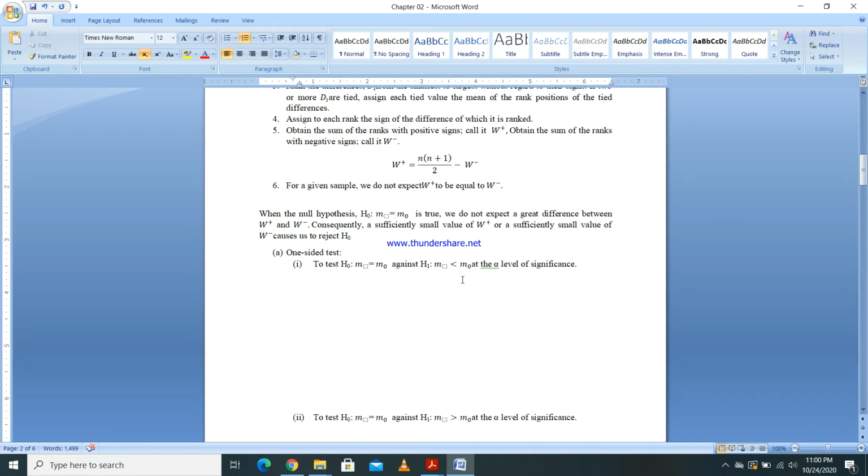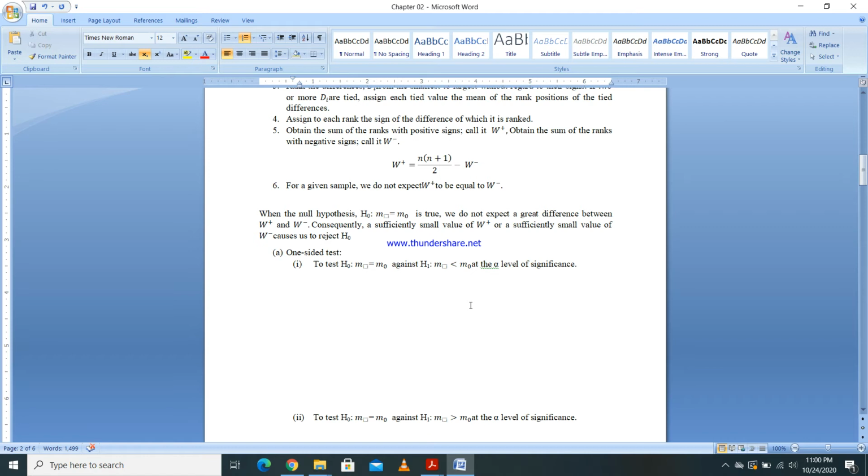As I explained in the sign test, that would be your choice. If you like, you can write the null hypothesis as m greater than or equal to m naught. In the other case, you can write the null hypothesis as m less than or equal to m naught. That would be the same thing that we are going to test.